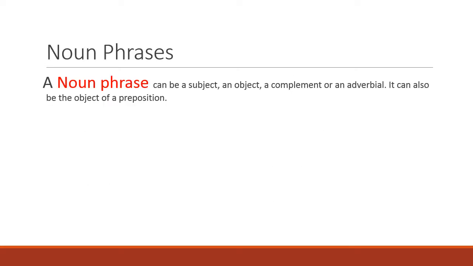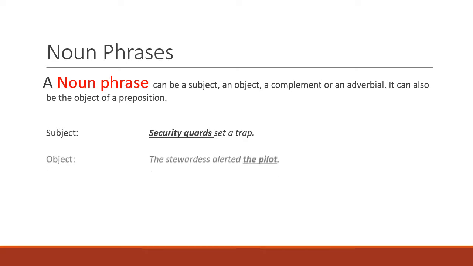Now let's look at the noun phrases. A noun phrase can be a subject, an object, a complement, or an adverbial, as we have known already. It can also be the object of a preposition. For example, let's look at some noun phrases which act in different cases. The security guards set a trap. Now this is the subject. The security guards is the subject. The stewardess alerted the pilot. Now here the pilot is the object.